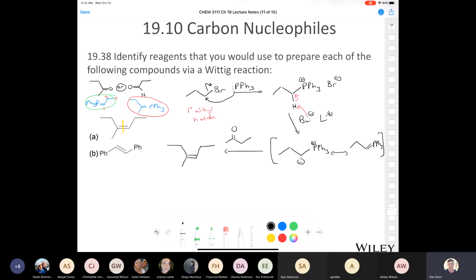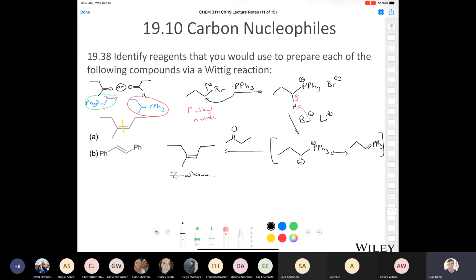And since this is made from a simple, just a plain old alkane, there's no resonance stabilization here, right? I cannot draw another resonance contributor here. I end up with what? I end up with the Z alkene, not the E alkene. So let's write that down. This is the Z alkene, like that. All right, there we have it, folks.